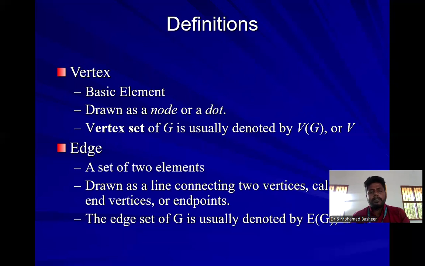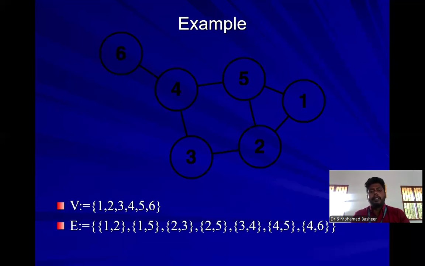An edge is a set of two elements, drawn as a line connecting two vertices, called end vertices or end points. The edge set of G is usually denoted by E(G). Let's see an example: 1, 2, 3, 4, 5, 6 are vertices. An edge is a pair of vertices: (1,2) is an edge. The edges are (1,2), (1,5), (2,3), (2,5), (3,4), (4,5), and (4,6).